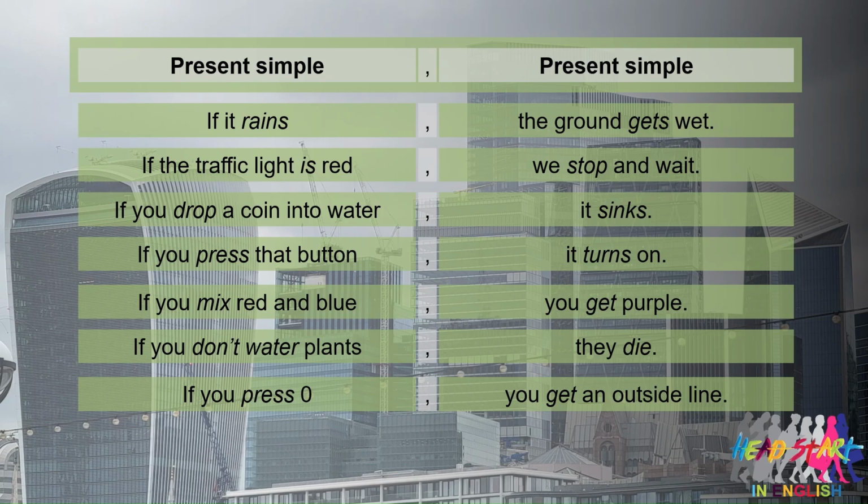The zero conditional uses the present simple tense in both clauses. The main clause is the predictable outcome when the if clause is met. Here are some simple example sentences.